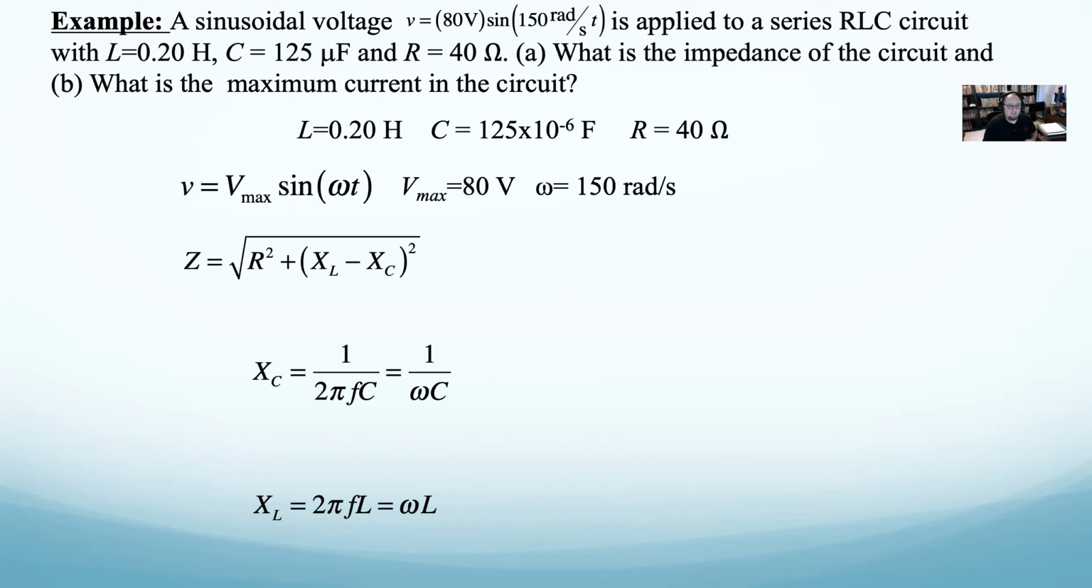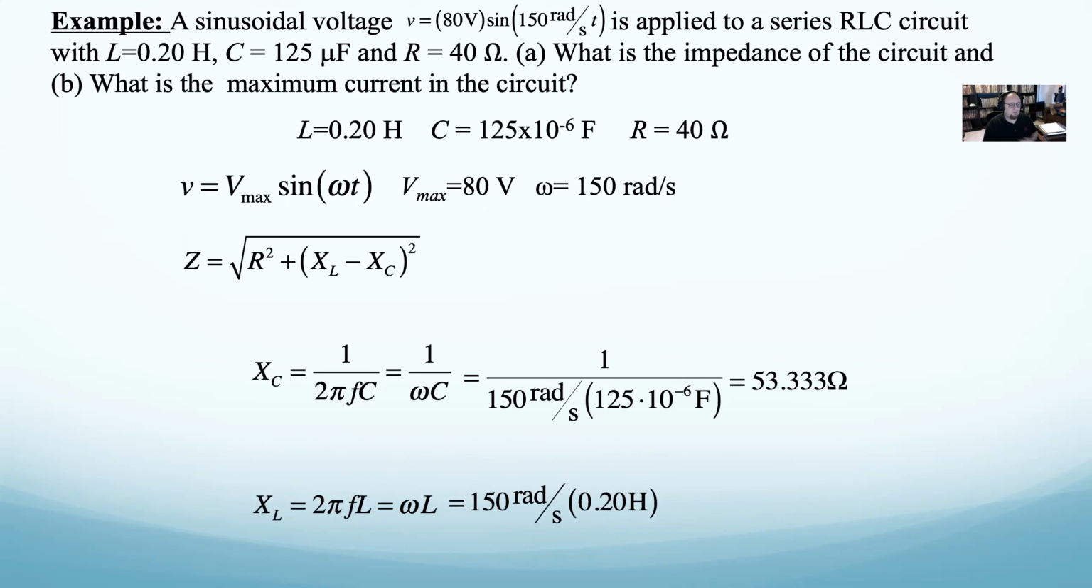X of C is 1 over omega C. So it's 1 divided by 150 times 125 times 10 to the negative 6. So I can get a value. X of L is omega L. So it's 150 times the L value. I'll just get those values. That's how much the capacitor acts like a resistor, and the other one's how much the inductor acts like a resistor.